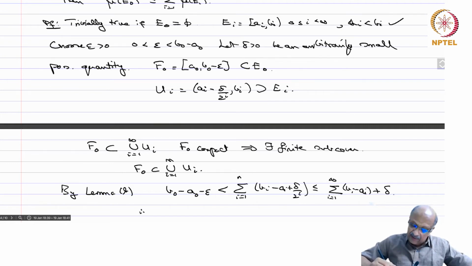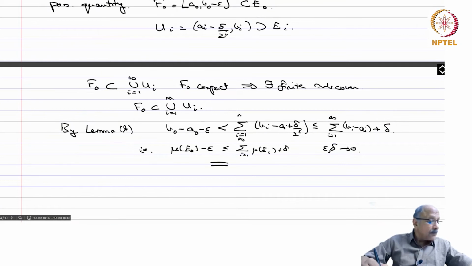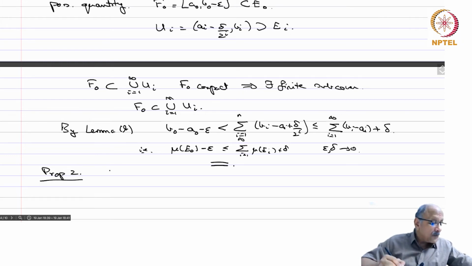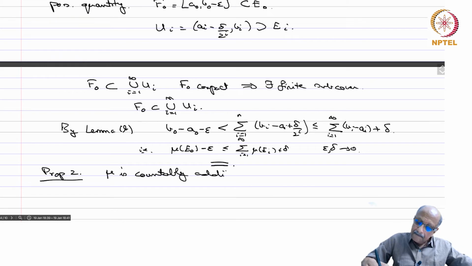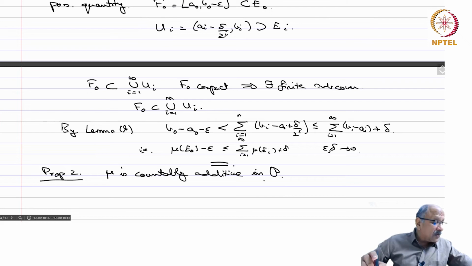So in other words, that is mu of E naught minus epsilon is less than or equal to the sum of mu of Ei plus delta. So you let epsilon and delta go to 0 and you get the proposition. So proposition 2: mu is countably additive in P. We are saying mu is countably additive in P, not in R, which is what we actually want, but this is going to be the first step.